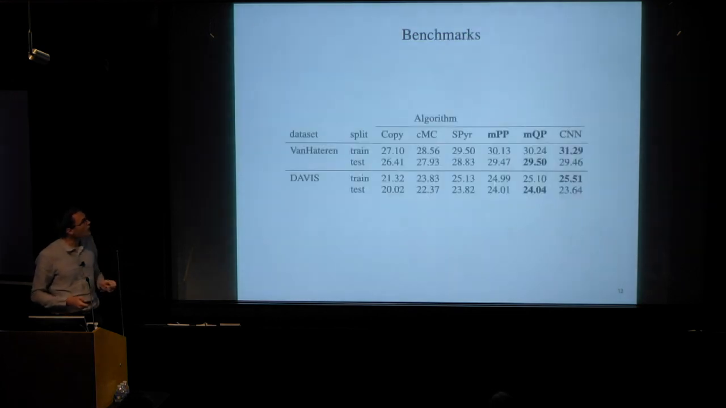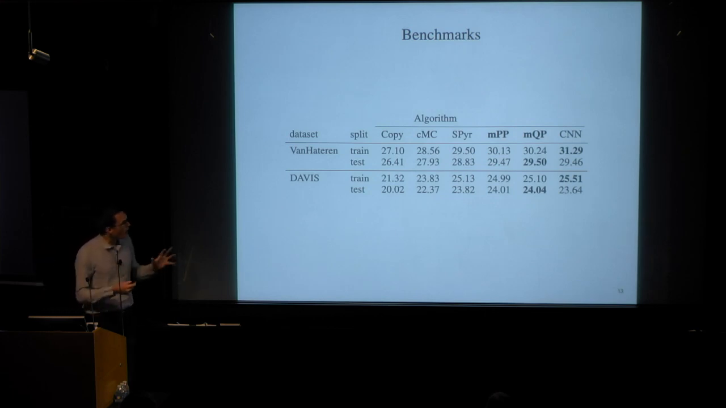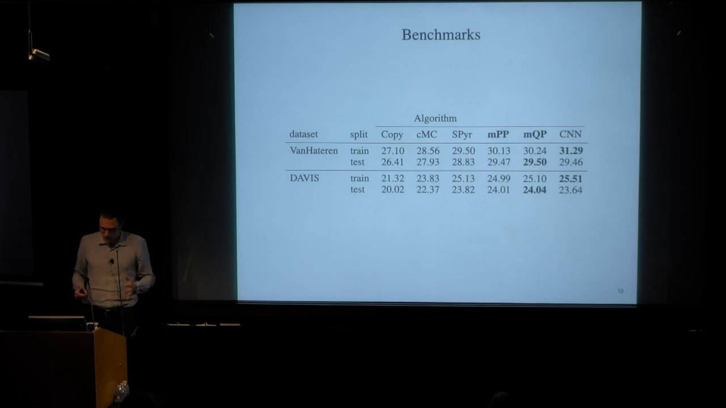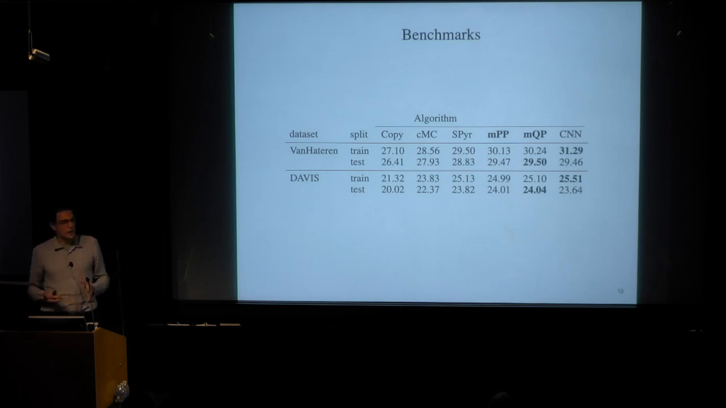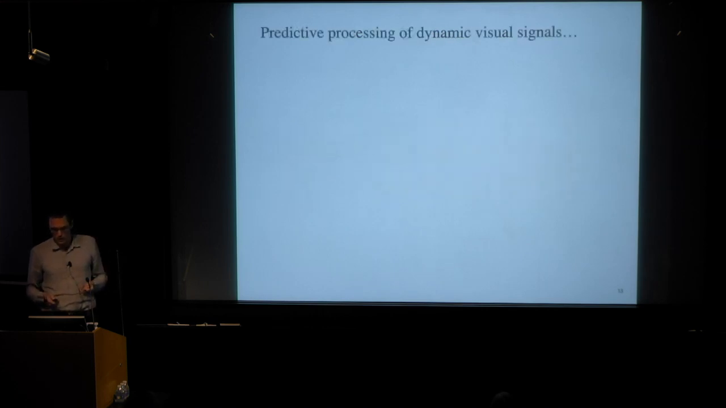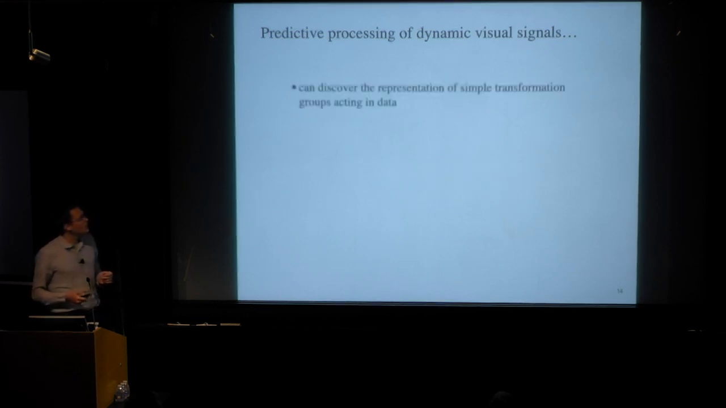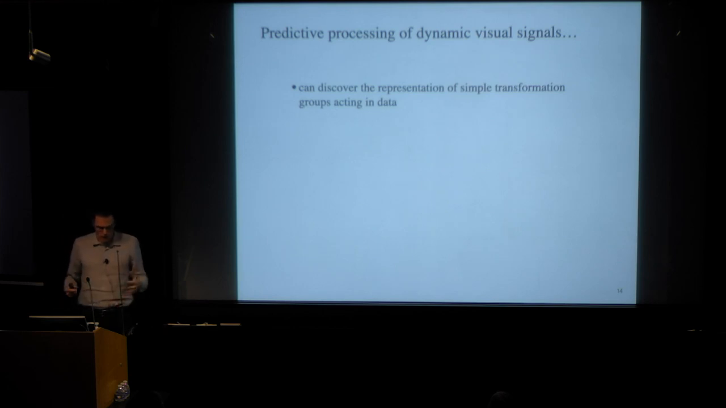So these trends hold throughout my attempts with various data sets. The CNN has a tendency to overfit a little bit, even though I'm trying to regularize it to the best of my ability. So what I'm trying to highlight here is that there are some simple nonlinearities that can be used to ameliorate the prediction problem. So together, what I've told you about is that predictive processing of a visual signal can discover and exploit the symmetries that are implicitly at play in the data.